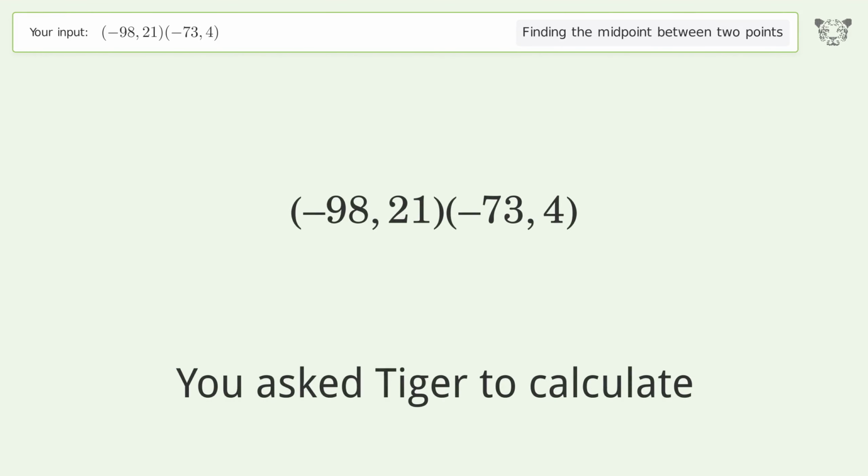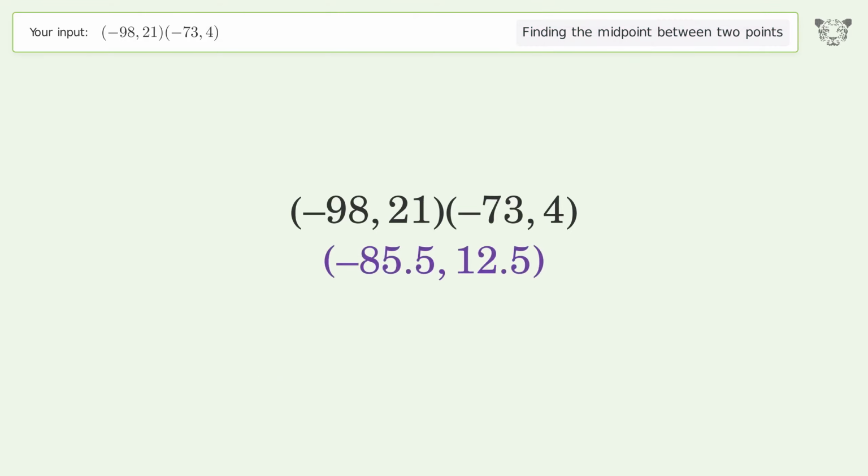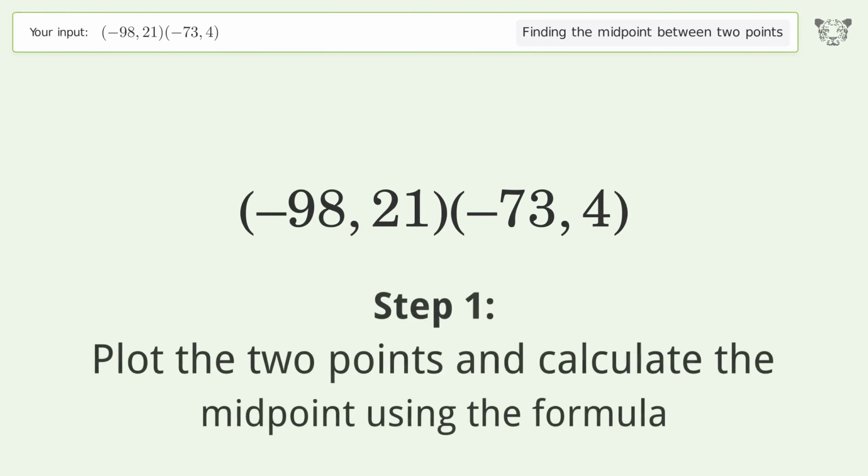You ask Tiger to calculate. This deals with finding the midpoint between 2 points. The midpoint between the 2 points is negative 85.5, 12.5. Let's solve it step by step. Plot the 2 points and calculate the midpoint using the formula.